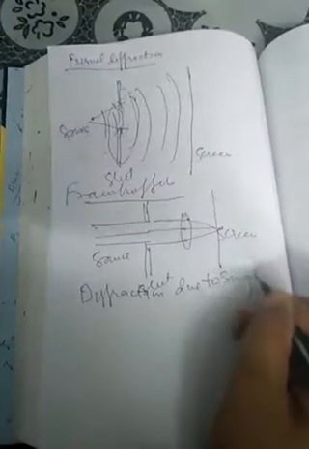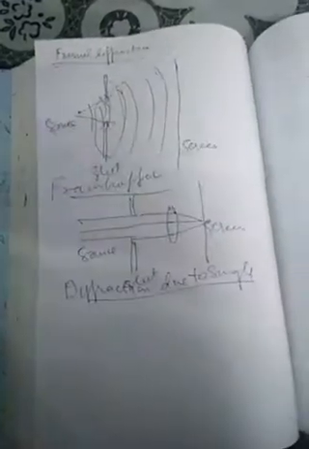Fraunhofer diffraction we are going to discuss first of all. Let us consider the diagram first. The diagram consists of slits, a different number of slits are being taken, a single slit is taken, and in each and every part the diffraction is going to take place.